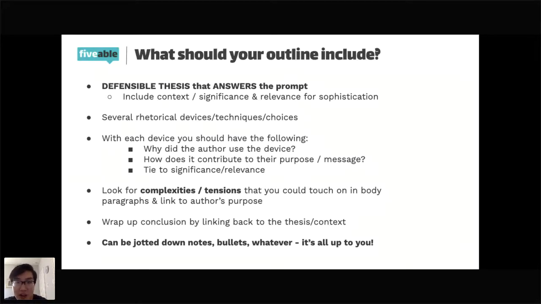So when I talk about here on this outline slide that you need to mention why the author used the device, which is sort of like purpose, how it contributes to their purpose or message, and tying to significance or relevance, this is a place where you can start inching towards the sophistication point. And once again, I agree with that: you definitely shouldn't be spending a bunch of time on sophistication when you should be focusing more on getting 3 or 4 evidence and commentary points. Those are much more important. But honestly, including context or significance and relevance, and pointing out complexities or tensions, is not extraordinarily difficult. If you have time for it, I highly suggest trying to earn sophistication.